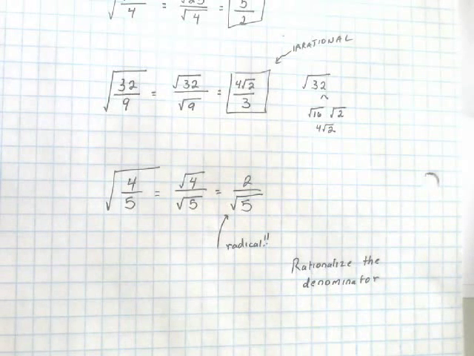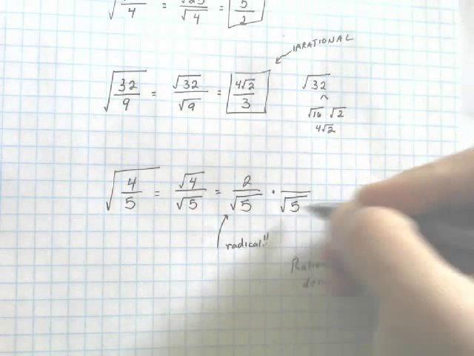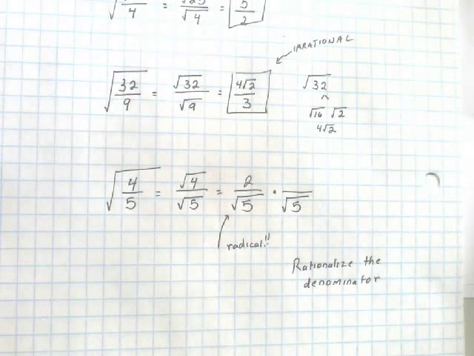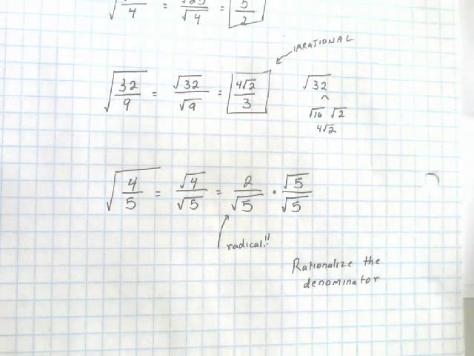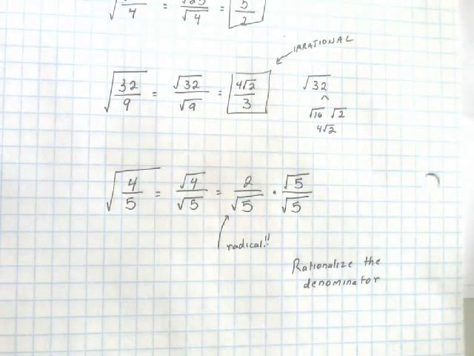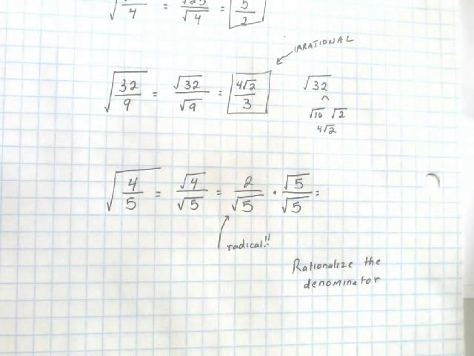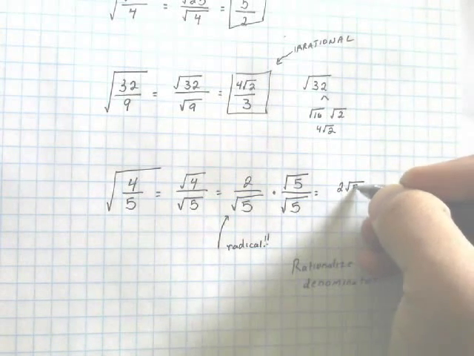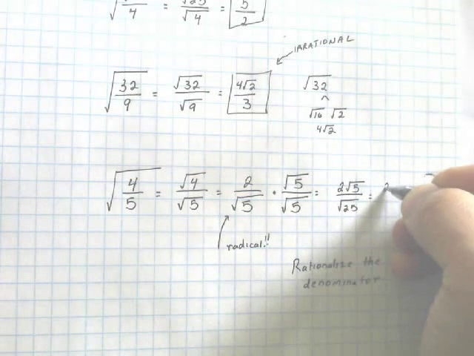Well, if I multiply the denominator by the square root of 5, then that's going to make the radical go away. But now I've adjusted the value of my fraction, unless I multiply the numerator by the same thing. Because square root of 5 over square root of 5 is just 1. So really, I'm not changing the value, I'm just changing what it looks like. That's going to give me 2 square roots of 5 over the square root of 25. The square root of 25 is 5.